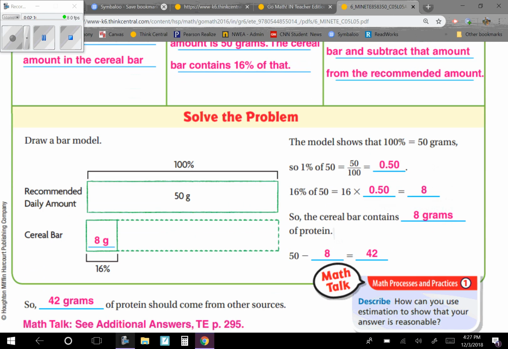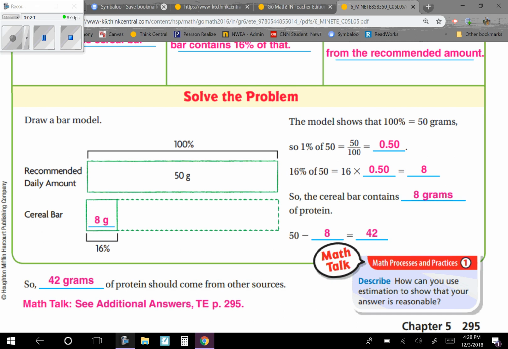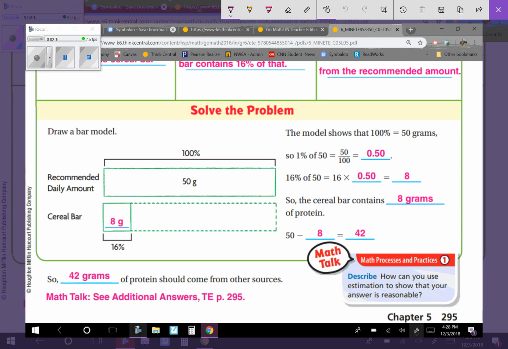So to solve the problem here, it's already filled out, but I'm going to walk you through it, and I'm also going to show you another way, because I would have solved it a little bit differently than they show it here. First you're going to draw a bar model. Here they drew this bar, and that represents the 50 grams, the recommended amount. That would be 100% of the protein that you should eat in a day, not what he actually eats.